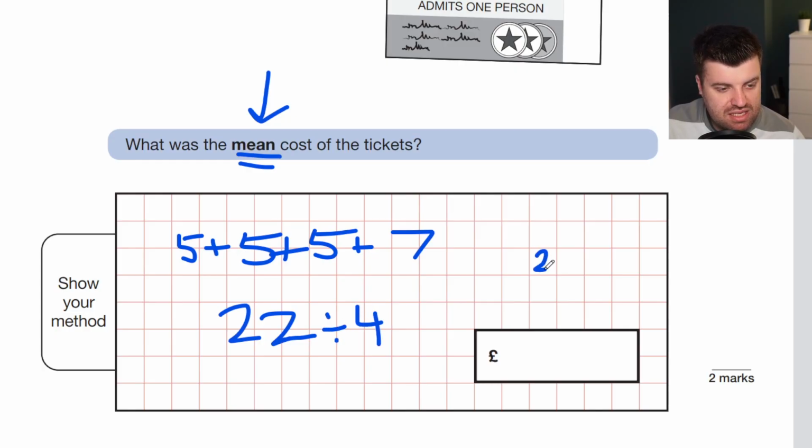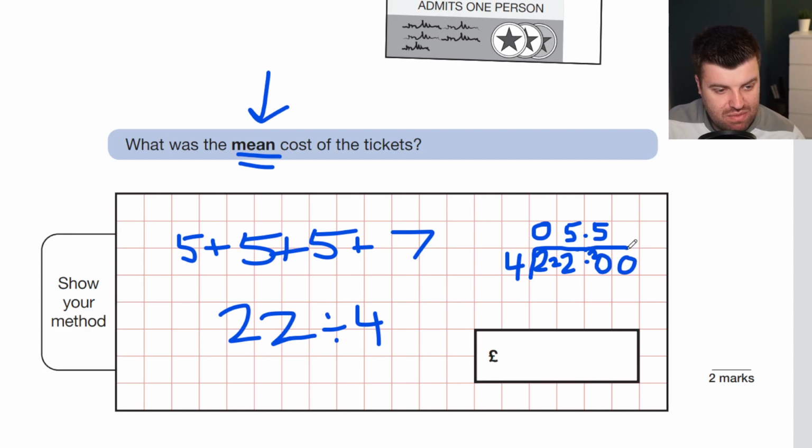So put it into a bus stop method. 22 divided by 4. You can probably tell straight away it's not going to go in exactly. 0 4s in 2, exchange over. How many 4s in 22? Well, there are 5 4s in 22 with 2 left over. So you need to put in your decimal place now. So we're going to expand this, put in the decimal at the top and the bottom, and a placeholder with 2 there. 4s into 20 is 5.